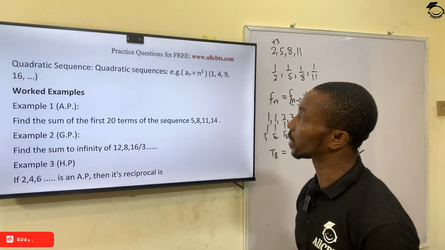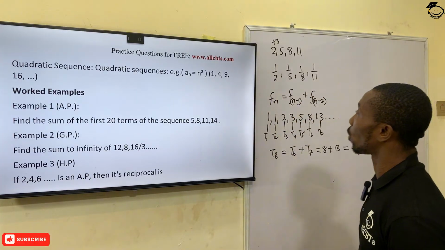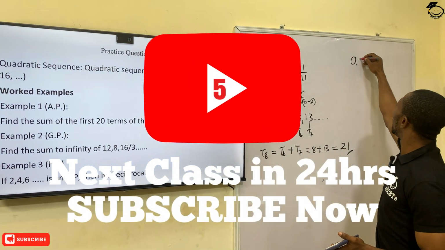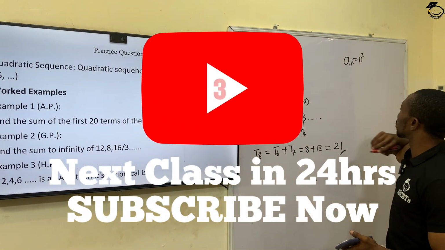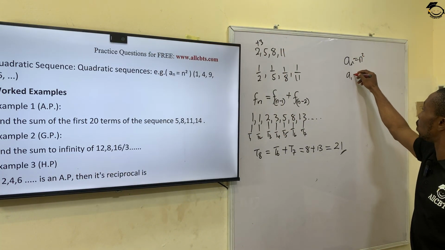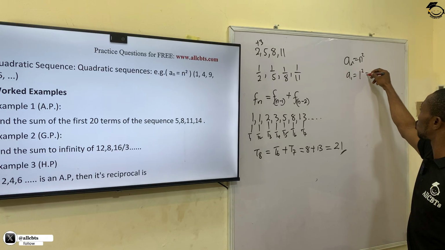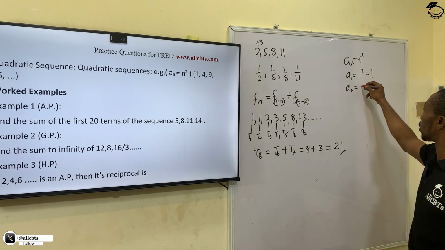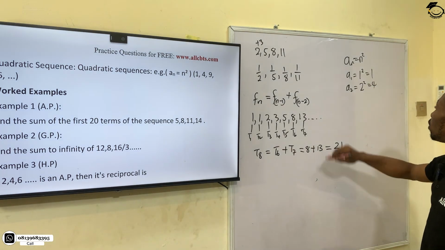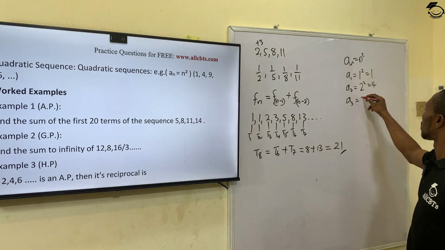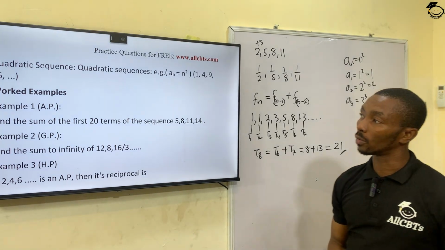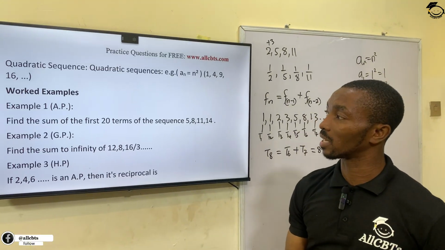Now, talking about the quadratic sequence, it is gotten from our formula an equals n raised to power 2, where n is the number of terms. So if we have a1, this becomes 1 raised to power 2, which is 1. a2 will become 2 raised to power 2, which gives us 4. And a3 becomes 3 raised to power 2, which gives us 9, and so on. Okay, now let's look at some worked examples.